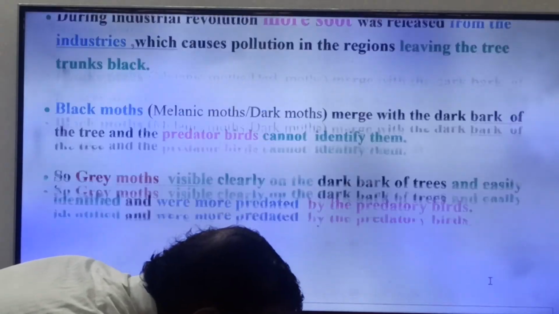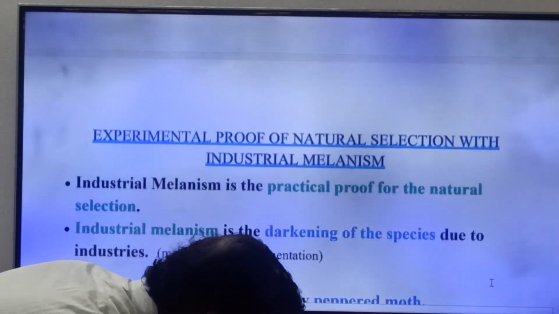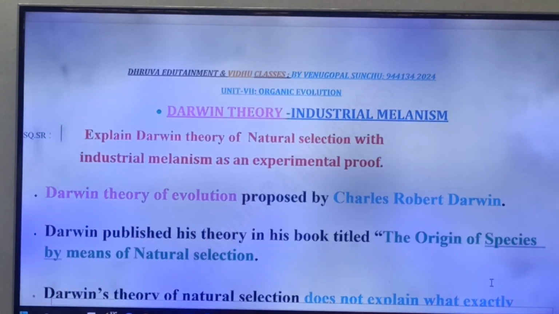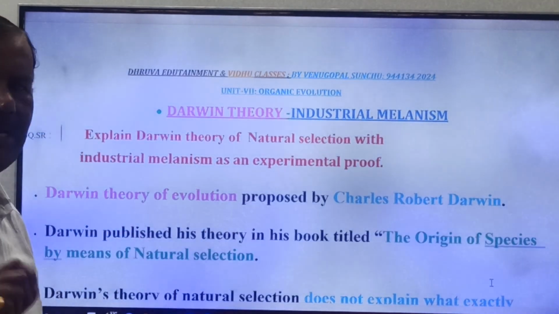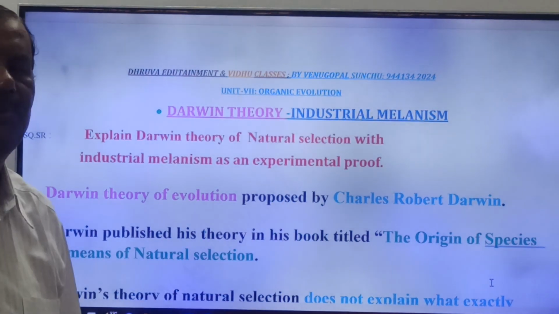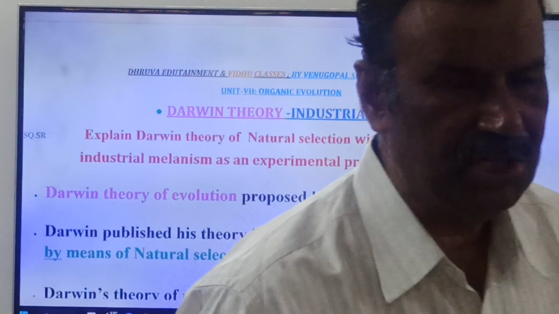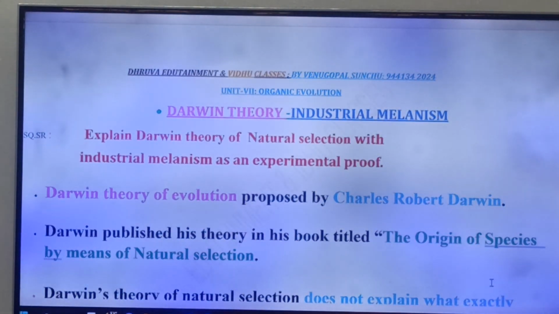What's our question, friends? Once again, friends, important question, simple question: Explain Darwin's theory of natural selection with industrial melanism as an experimental proof. Here you remember which words, friends? Peppered moth, Biston betularia, grey moth, black moth or melanic moth.